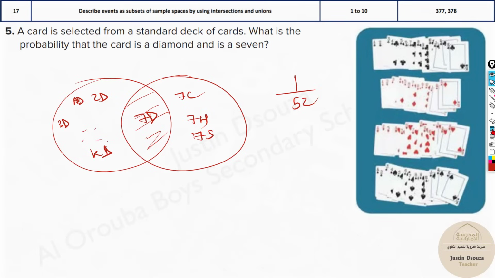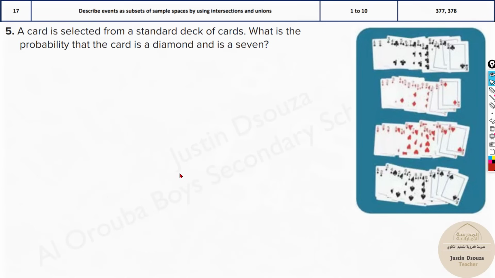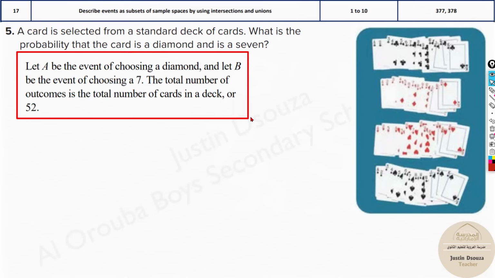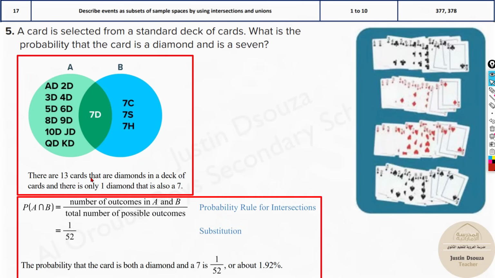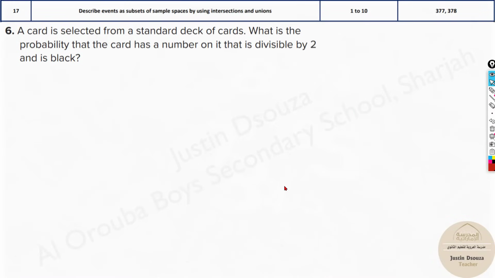So these are other methods to solve this. Whichever is convenient you can choose. Here the answer is given as, you can see they have written all the details, whatever has just been told, and they have done a Venn diagram. And 1 by 52 is the answer. If you put it in the calculator and press S-D, you get 0.0192. That is, if you multiply that number by 100, you get the percentage, that is 1.92%. That's how we solve this.